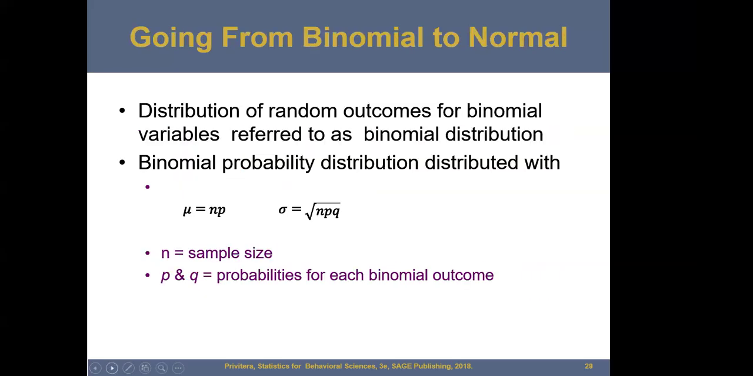So going from binomial to normal. Distribution of random outcomes: binomial variables are referred to as a binomial distribution. A binomial probability distribution is described with the following formulas. Mean is equal to NP, and standard deviation is equal to the square root of NPQ. N is the sample size, P and Q are the probabilities for each binomial outcome. Typically, they're going to give you some of the probabilities so you can plug that in and do the math. You're not going to see it where you don't have enough to plug in for each.